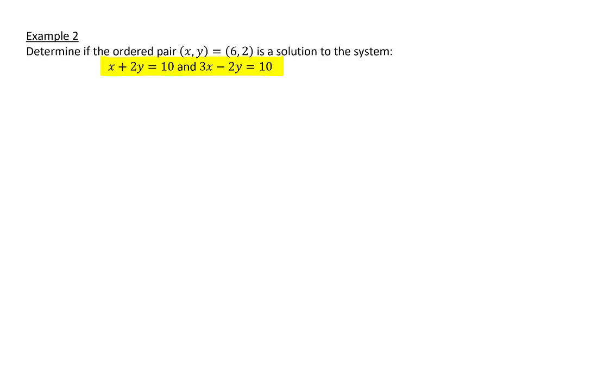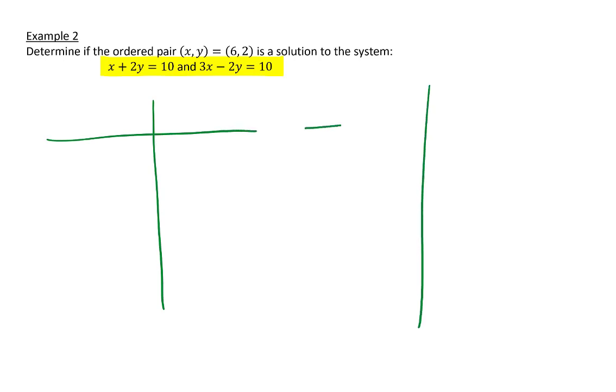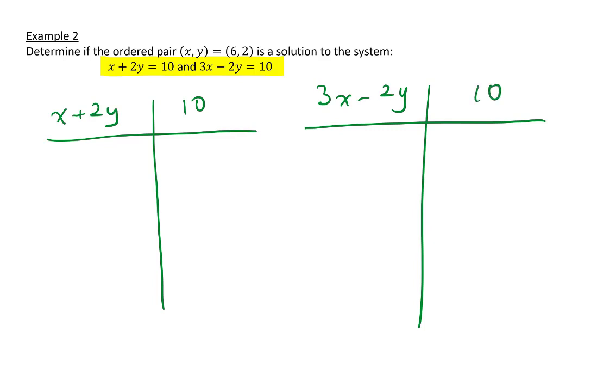So again, you have been given the point of intersection. So if you want to check if it's a solution to the system, you could graph it. But the quickest way is just to verify, just to set up your two t-charts and see if this point works. So I have x plus 2y equals 10 for my first equation, and 3x minus 2y equals 10. Well, let's see what happens. If I put 6 in for x, I get 6 plus 2 times 2. 6 plus 4, that's 10. So it does work for this one.